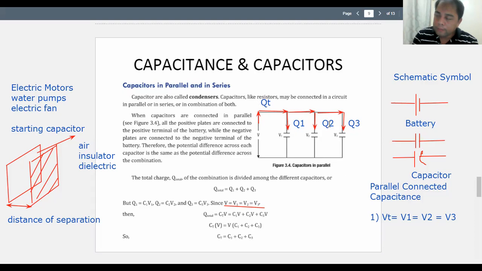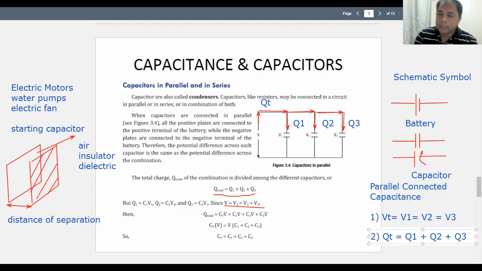So the three will pass the capacitances and eventually converge again. And again, these charges will now go back to the battery as Q sub T. So the charges are simply added. So this is our second relationship. For parallel connected capacitances, our next principle is that our total charge is equivalent to the sum of the individual charges.